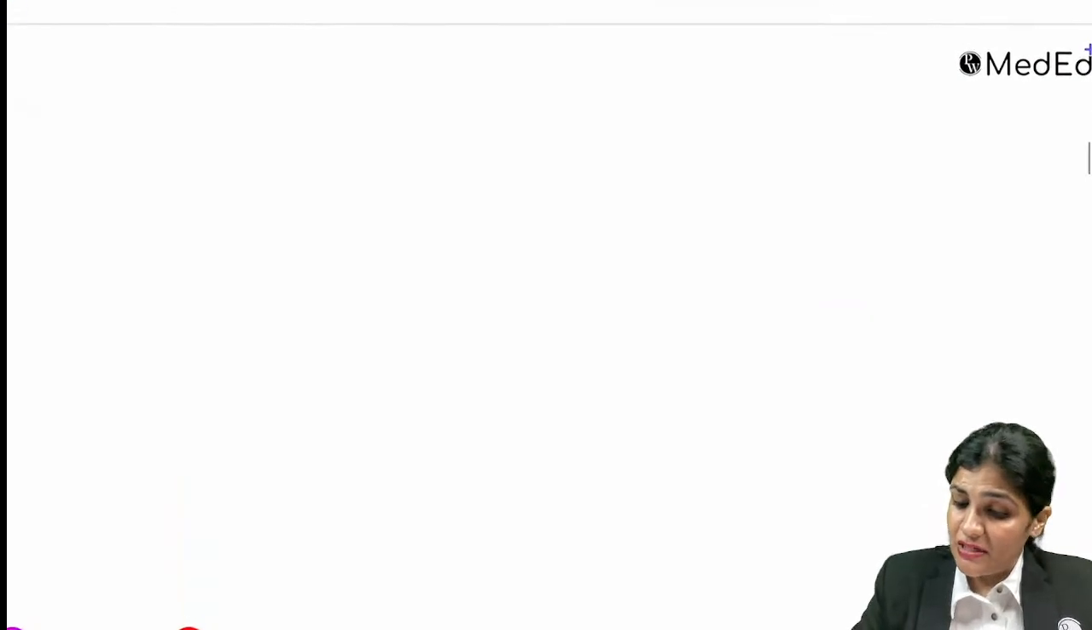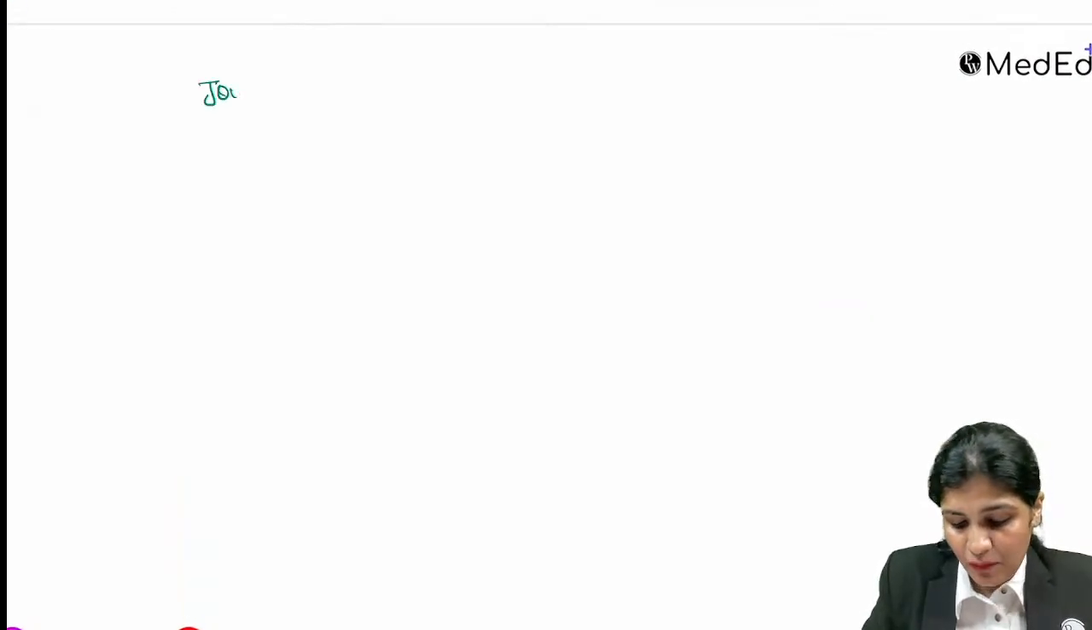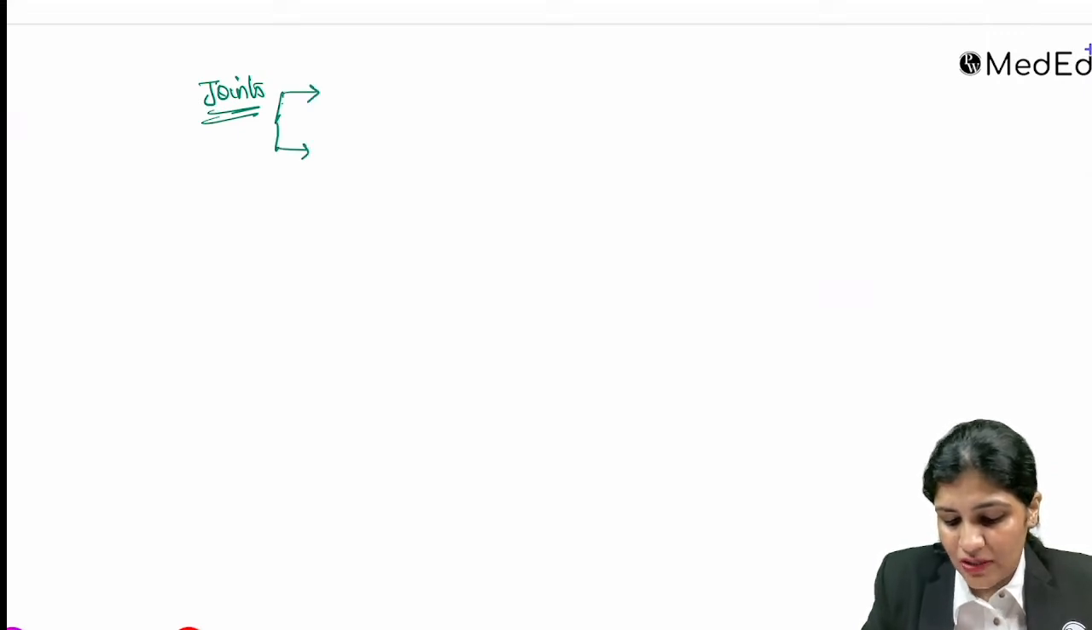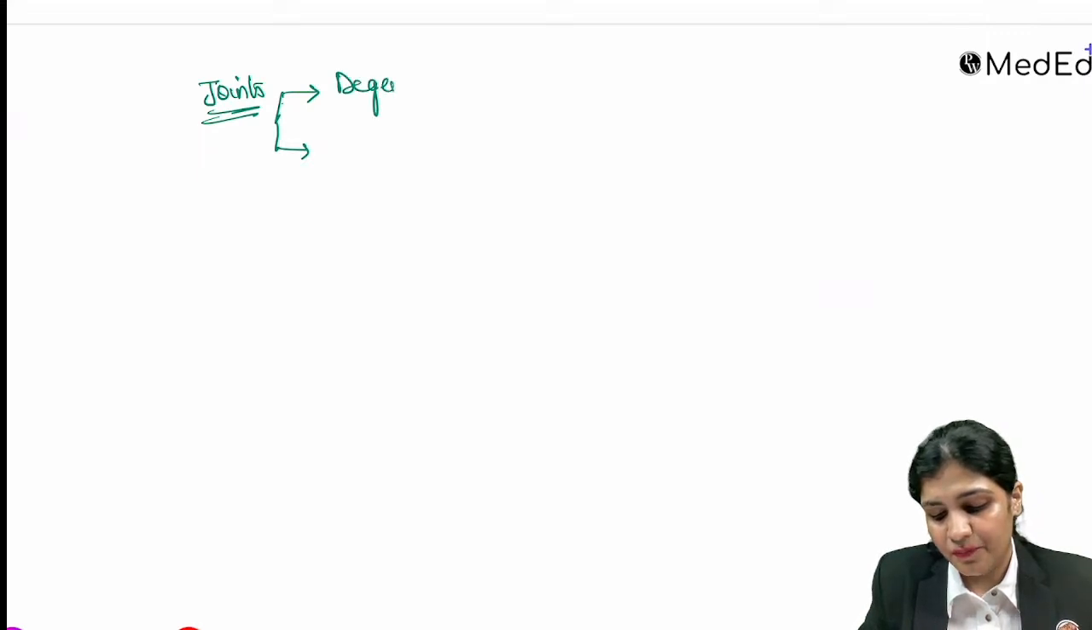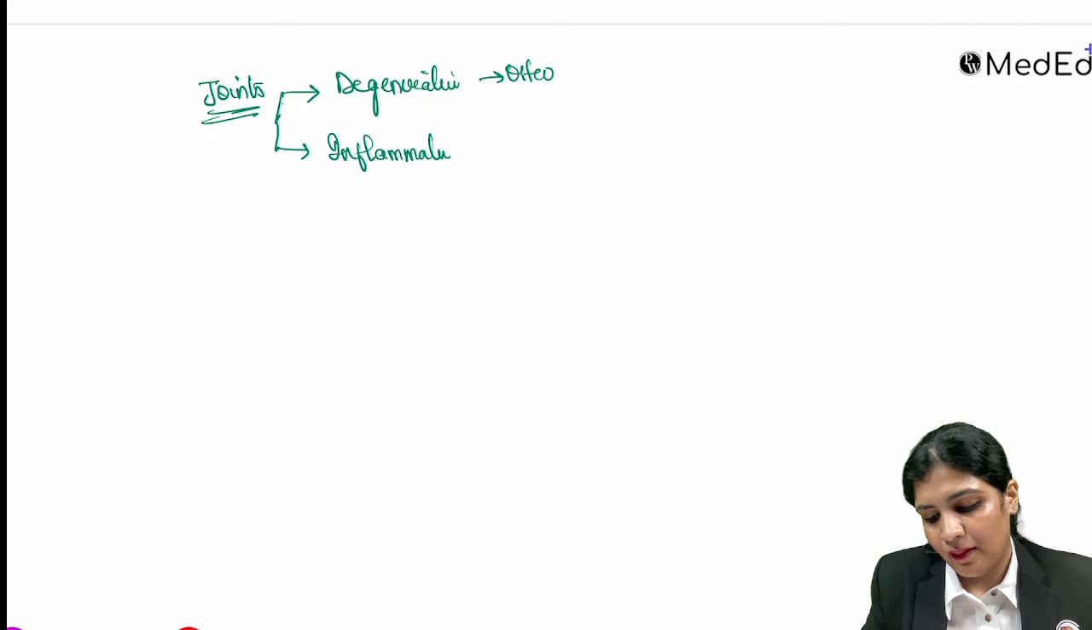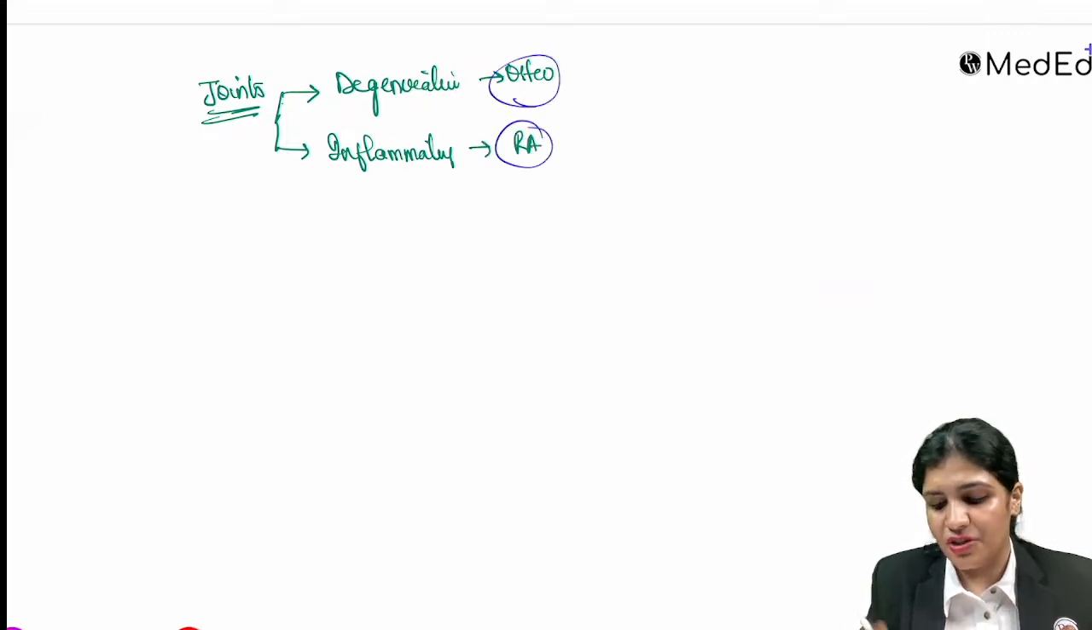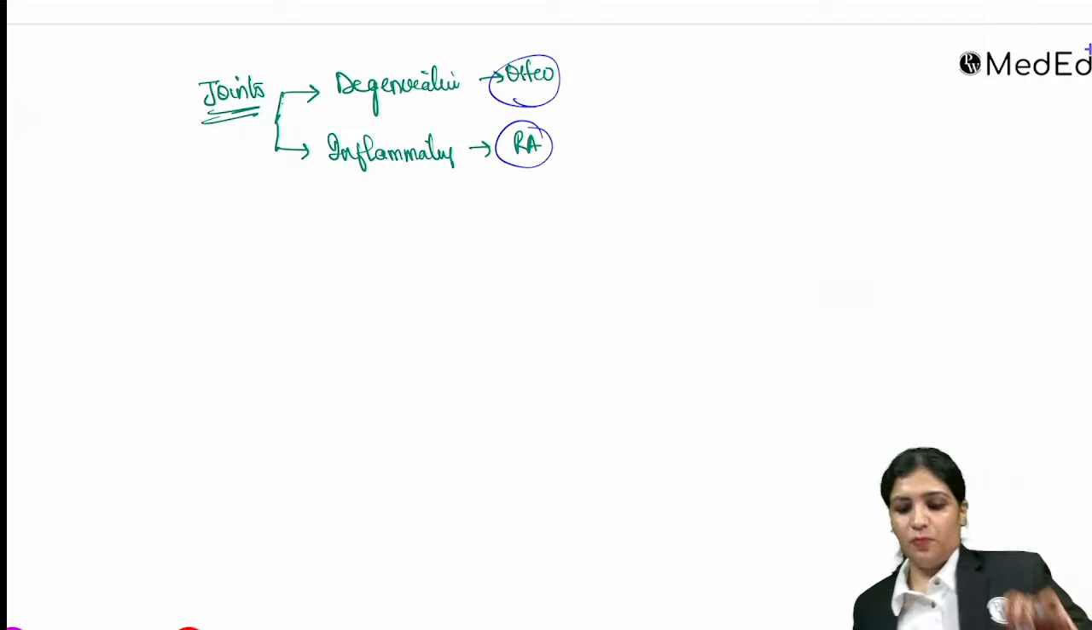So as we have discussed about these joints, let us see what are the other types of x-ray findings. In case of these joints, mainly you have to understand the difference between the degenerative, that is your osteoarthritis, and the inflammatory arthritis, that is your rheumatoid arthritis. You have to be able to differentiate between your osteo and your rheumatoid arthritis.